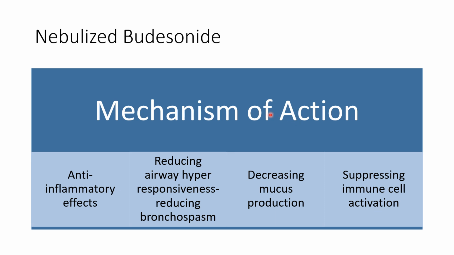What is the mechanism of action of inhaled budesonide? As I said, it has a strong anti-inflammatory effect. It reduces airway hyperresponsiveness and reduces bronchospasm also. It decreases mucus production and suppresses immune cell activation. So very effective in croup and asthma.